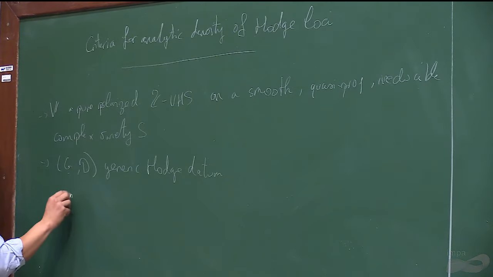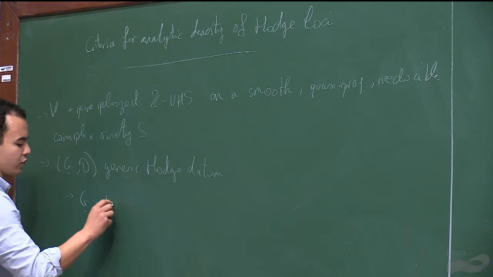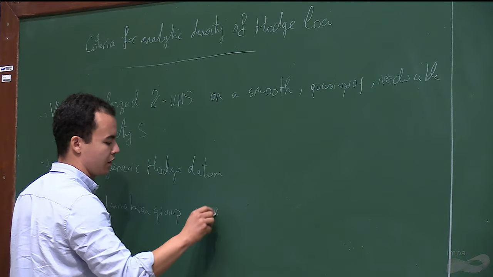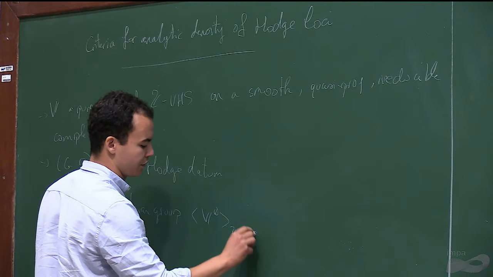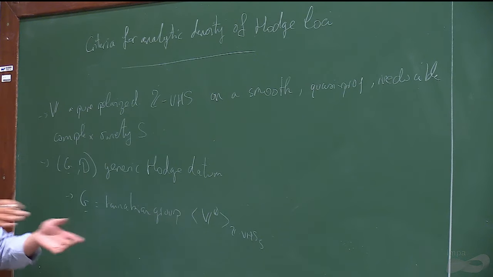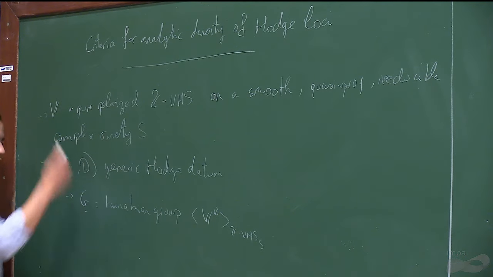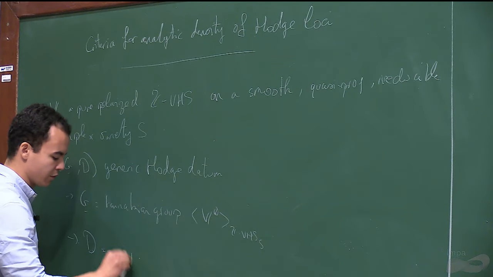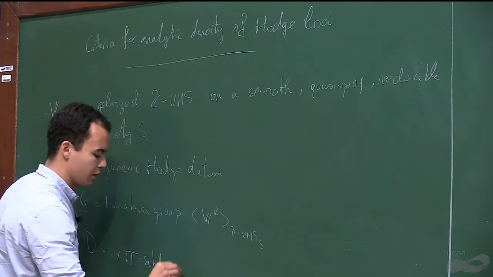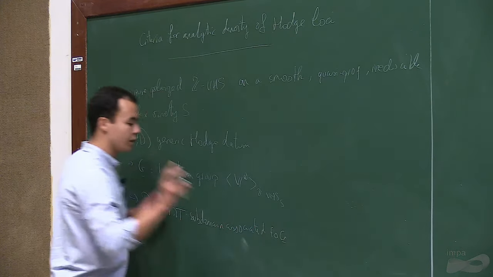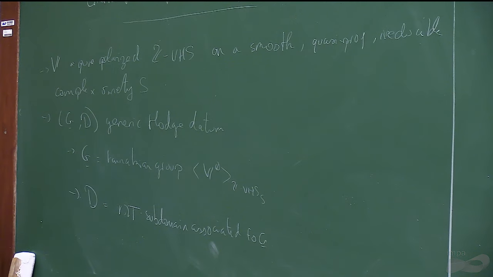So G is the generic Mumford-Tate group. As we saw, as Greg saw, it's the Tannakian group of the sub-Tannakian category generated centrally by V in the category of ZVHSs over S. And so G can be seen as some subgroup of some GL_N, because we have a period domain in the GL_N, thanks to the fibers. And so D will be the Mumford-Tate subdomain of the bigger period domain associated to G. So that's what I will call a Hodge datum. Sometimes I will talk about sub-Hodge data, so that will be something like that with a sub-Mumford-Tate group of G.